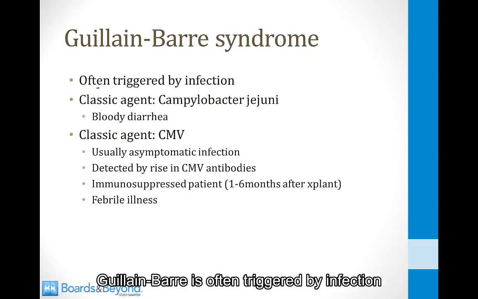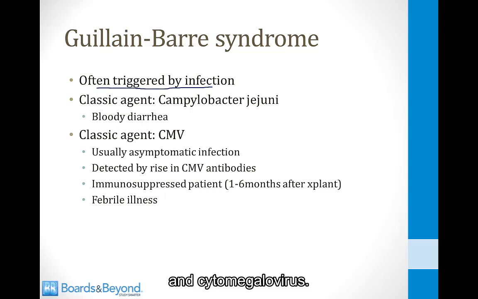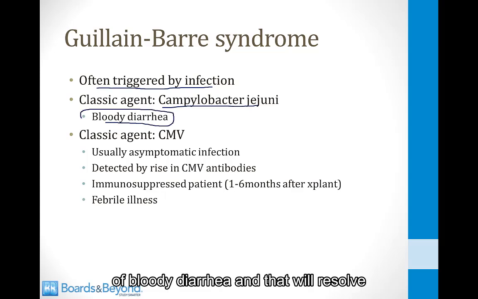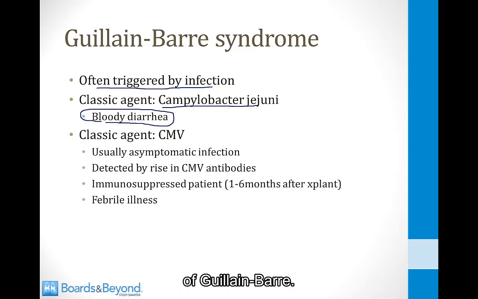Guillain-Barré is often triggered by infection, and the two classic agents are Campylobacter and cytomegalovirus. So in Campylobacter, a patient will have an episode of bloody diarrhea, and that will resolve, and then a few days or weeks later, they'll develop the ascending muscle weakness of Guillain-Barré.